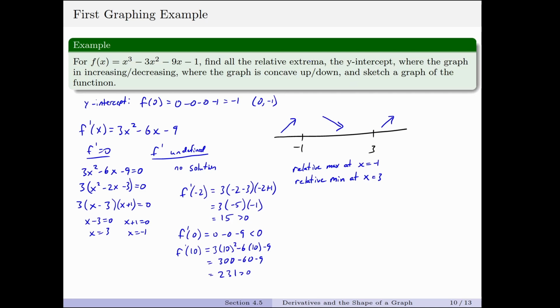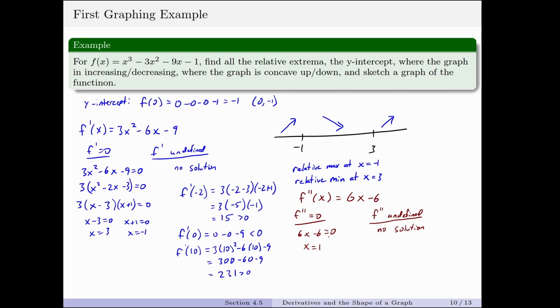So we found the relative extrema, we found where the graph is increasing and decreasing, we have the y-intercept. Now we can move on to concavity. For concavity, we're going to look at the second derivative. So I need to find f double prime of x. So that's 6x minus 6, right, using the power rule. Let's figure out where the second derivative is 0 and where the second derivative is undefined. It's a polynomial, so there's no solution. So I just have this one value, x equals 1.